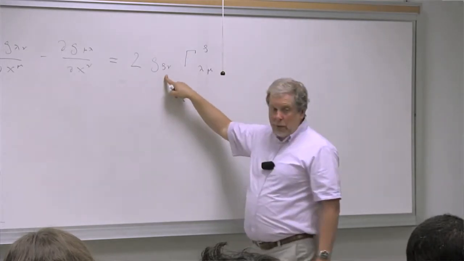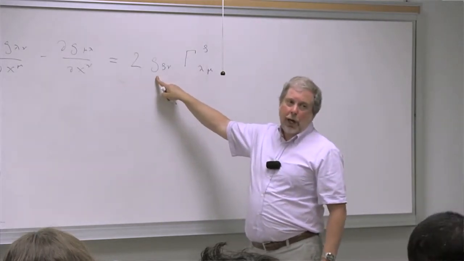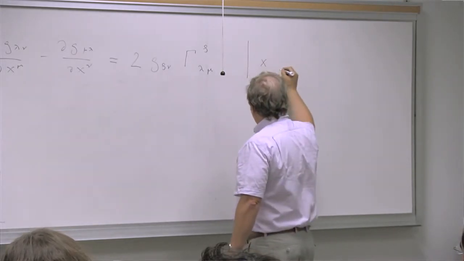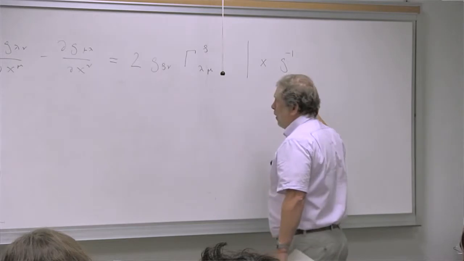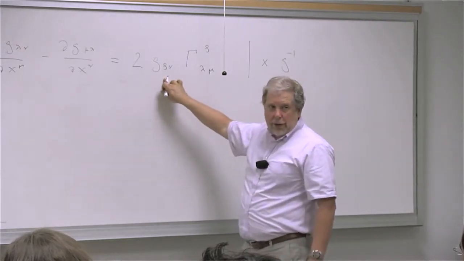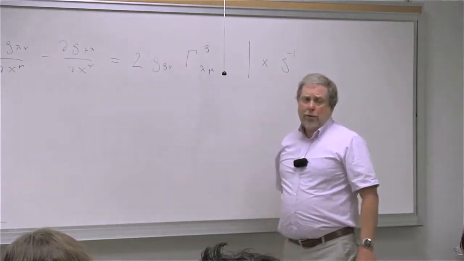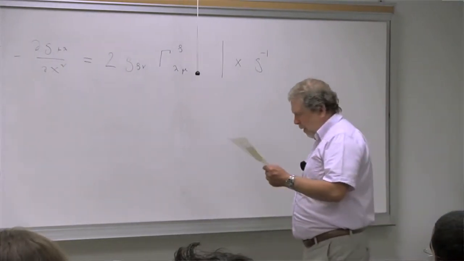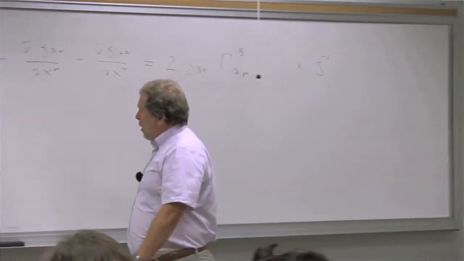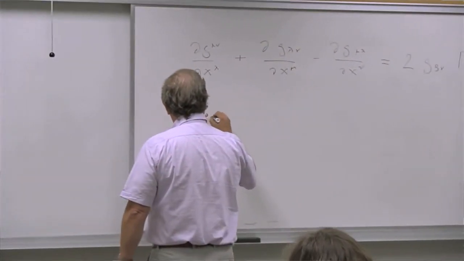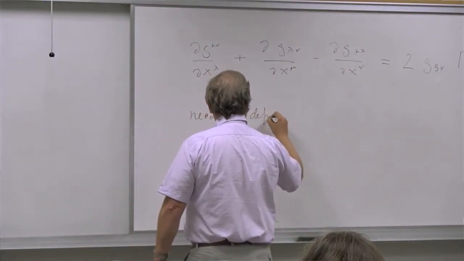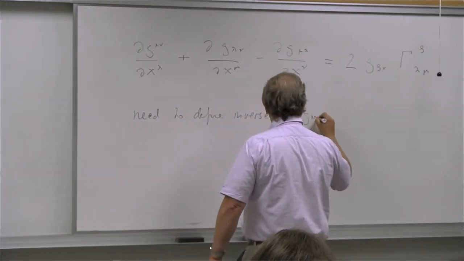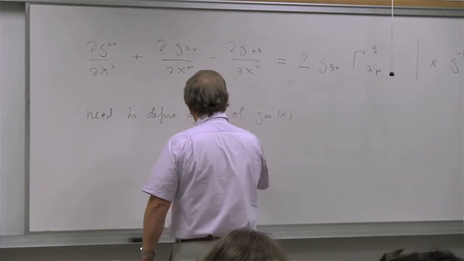Well, this can be viewed as a matrix. The G can be viewed as a 4x4 matrix. So that means we're going to multiply both sides by G to the minus 1, the inverse of this matrix, and also multiply by a factor of 1/2, and then we have an expression for gamma. So that means that we need to define the inverse of G mu nu, and of course that depends on x.